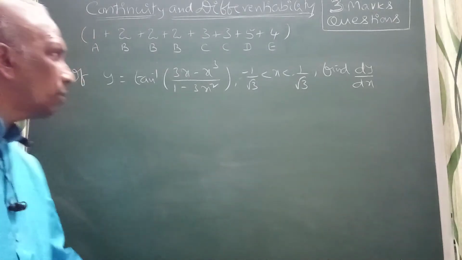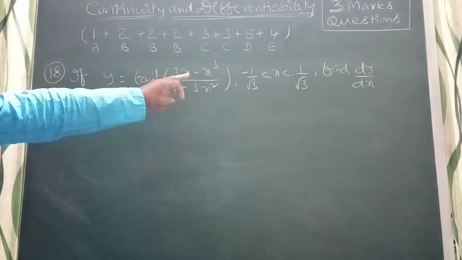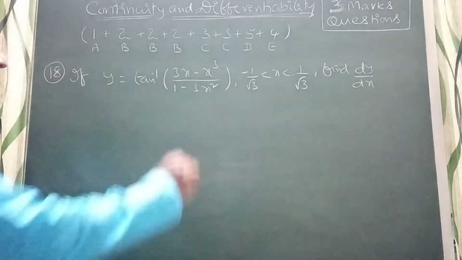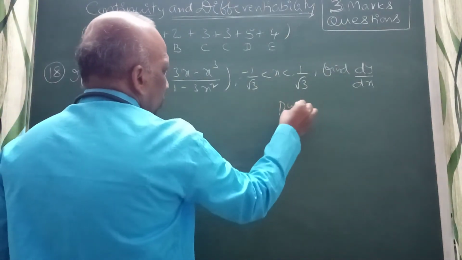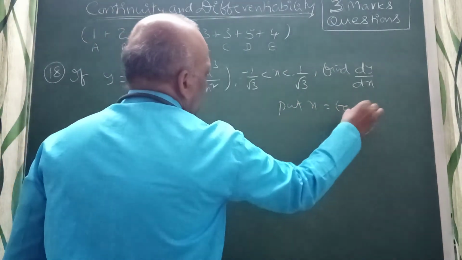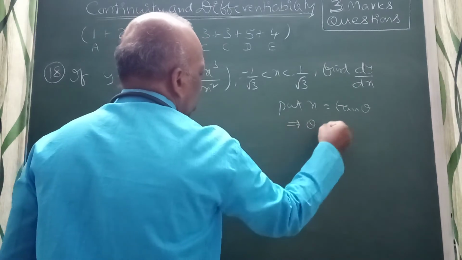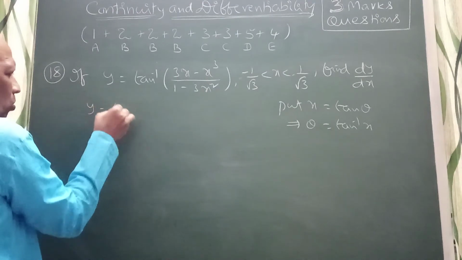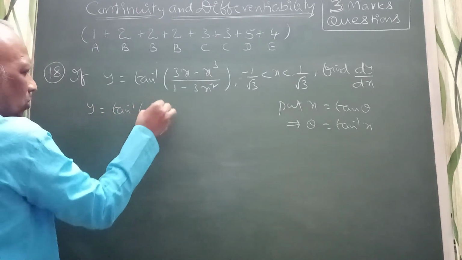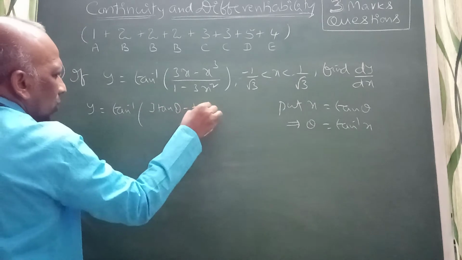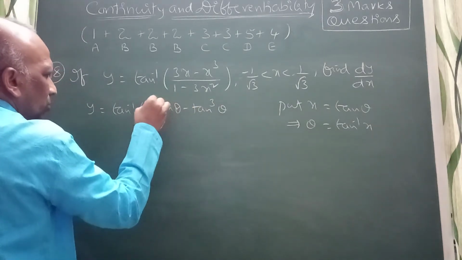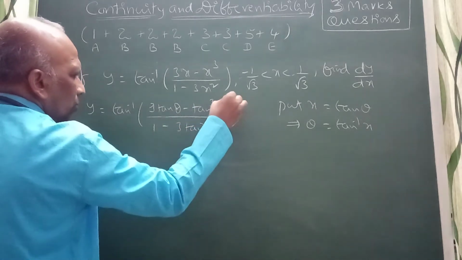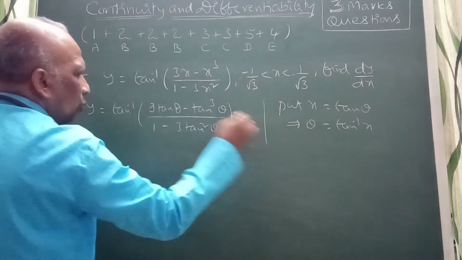Now see, in this problem, they are given like this: y equal to tan inverse of 3x minus x cube by 1 minus 3x square. Find dy by dx. Here put x is equal to tan theta, so theta is equal to tan inverse x. So I can write y is equal to tan inverse of 3 tan theta minus tan cube theta by 1 minus 3 tan square theta. Right? So this is the formula, right?